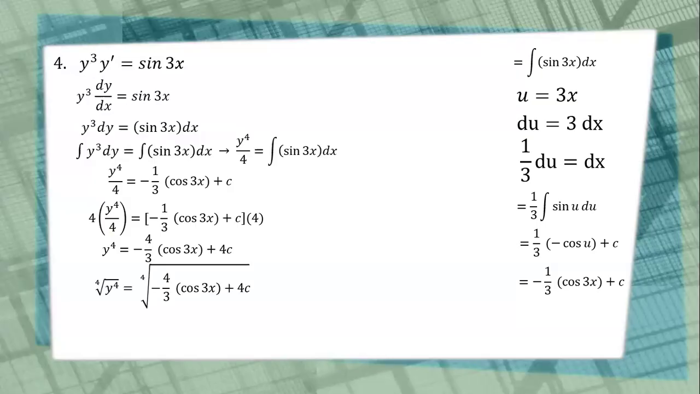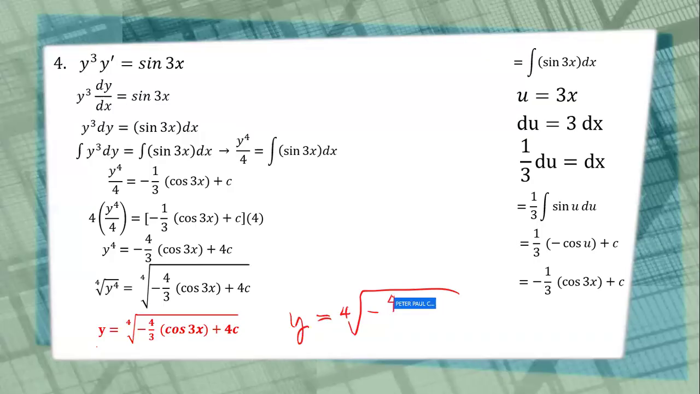So next is we eliminate the exponent 4 by having the fourth root of both sides, so that these will be cancelled. When we cancel, then that becomes a y value. Then everything will be under a fourth root. So again, there are times that you can omit 4 and your final answer could become c. So both are accepted. So you could have an answer which is y is equal to the fourth root of negative 4/3 cosine 3x plus c. So you can have this one as an alternative solution if you do not want to write 4c. I hope you understand.